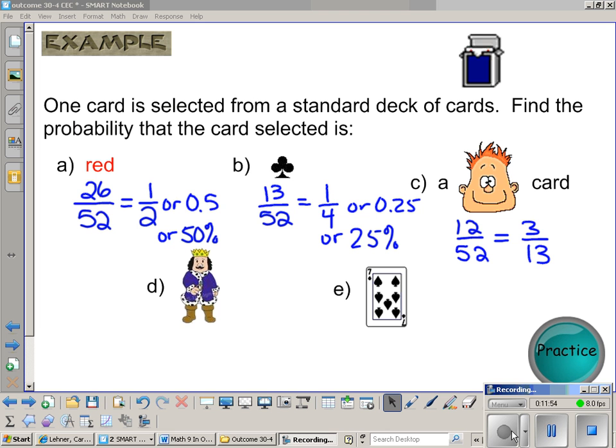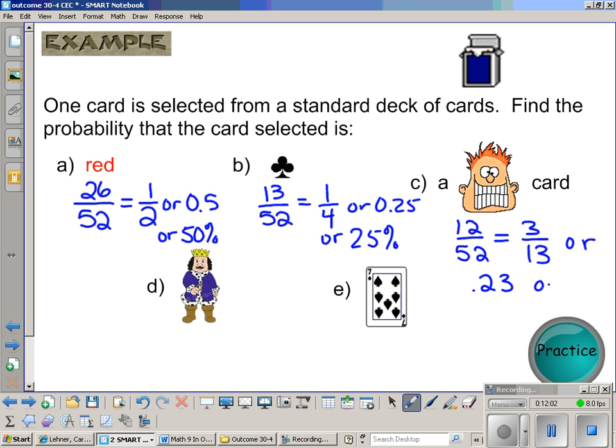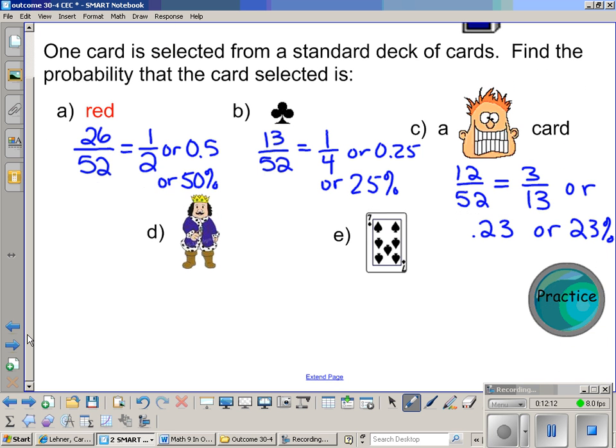So we can write it as 3 out of 13, or that can be written as 0.23, or 23%. Now that is an approximation because 3 out of 13 is not a terminating decimal. But that's okay. You can round it to the nearest hundredth and make that approximation.